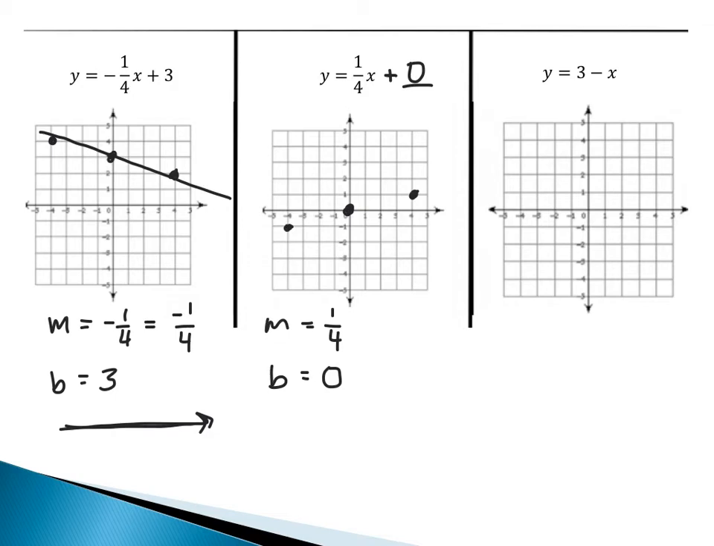If you look at this one, if I went down 1, left 4, notice how I get negative 1 divided by negative 4. Well, both of those would be positive, and it gets me the same slope. So notice how going in the opposite direction still counts as having the same slope. Next one, I get y equals 3 minus x. Now notice this equation, what's wrong with it?